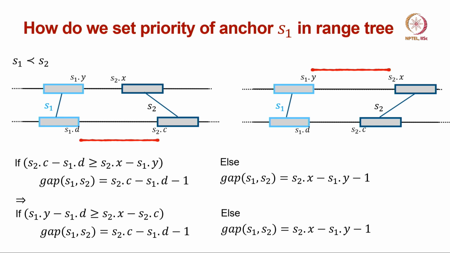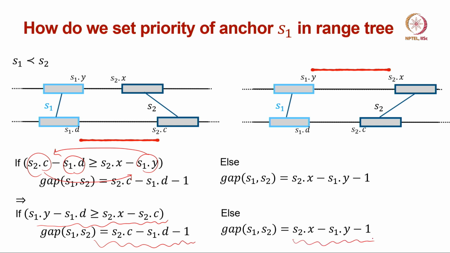I can also rewrite the same definition by taking this term on the left side and bringing this term on the right side, so that if this condition holds, again we are checking the orientation of these two anchors. So depending on how these two anchors are oriented, the gap cost will be determined by either this expression, otherwise the gap cost will be this expression.